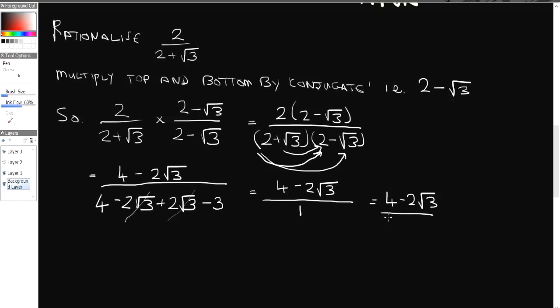Isn't that nice? The nice bit is the minus 2 root 3 and the plus 2 root 3 disappear. We'll see that's going to happen again and again and again. Now why that happens is something called difference of two squares. If you get a minus b times a plus b, just work it out, that will give us a squared plus ab minus ab plus b squared.